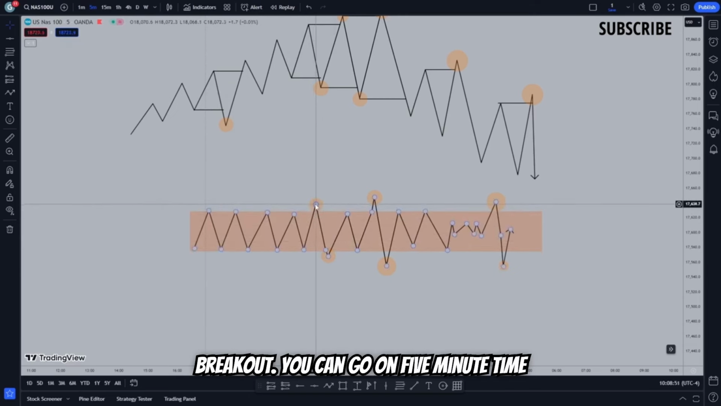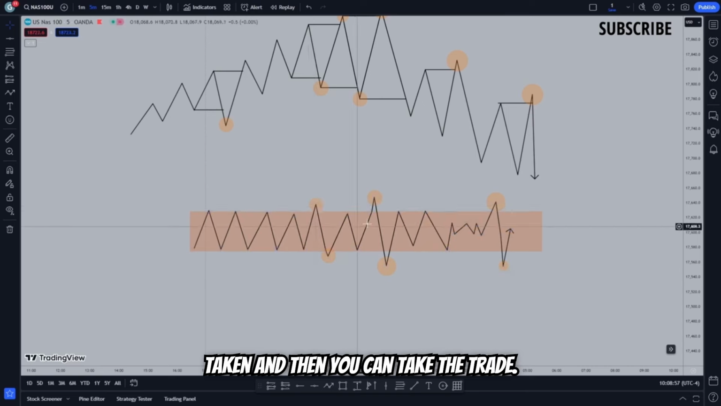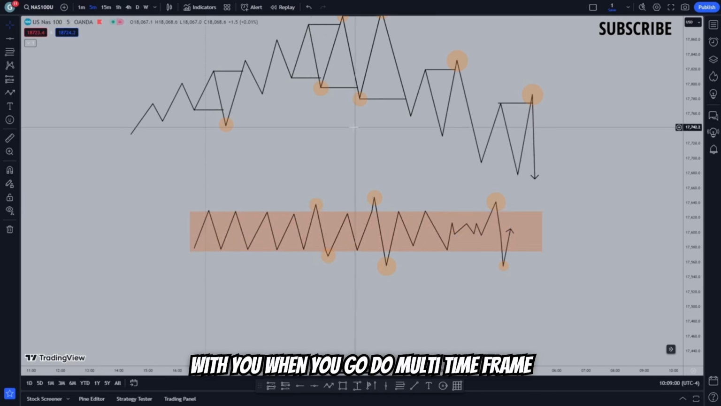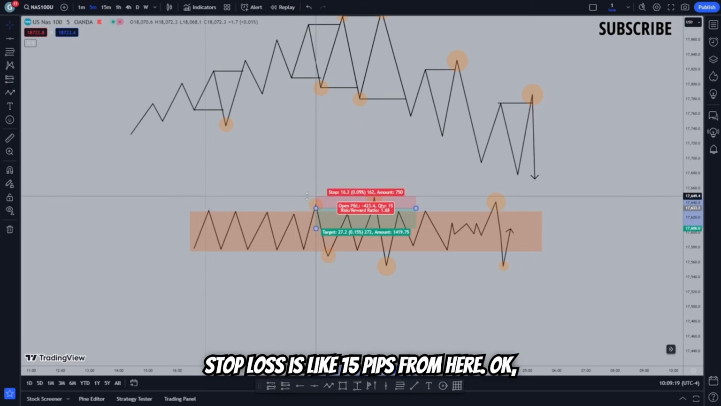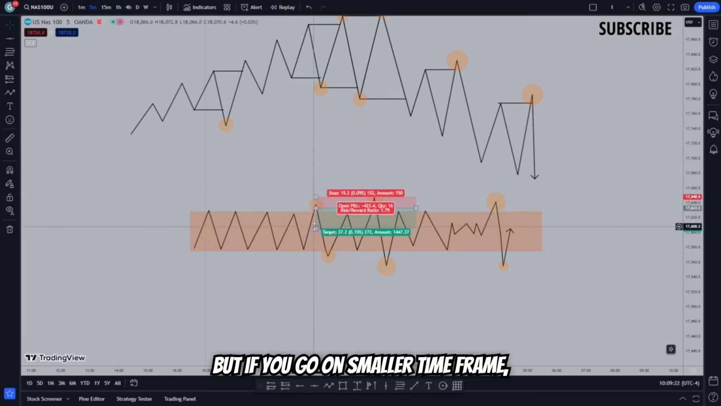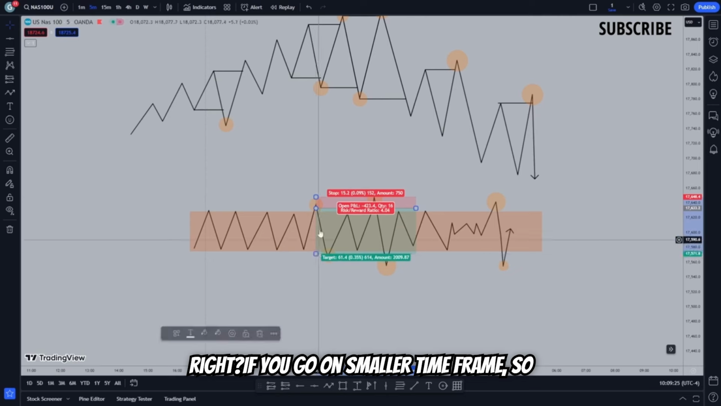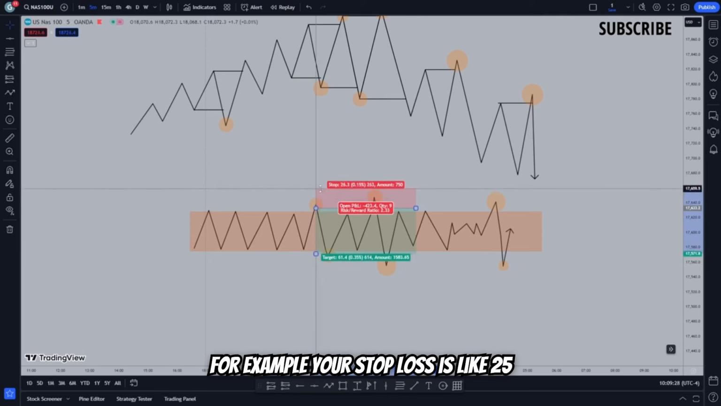see that price has given a fake breakout, you can go on the 5-minute time frame, and then you can look for any market structure shift after liquidity is taken, and then you can take the trade. But you know what will happen when you do multi-time frame analysis? The wrong thing which happens is that you refine your stop loss a lot. For example, on the 1-hour or 4-hour time frame, your stop loss will be a little bit big, right? Suppose your stop loss is like 15 pips from here, okay? But if you go on a smaller time frame, for example, your stop loss is like 25 pips, okay, over here.